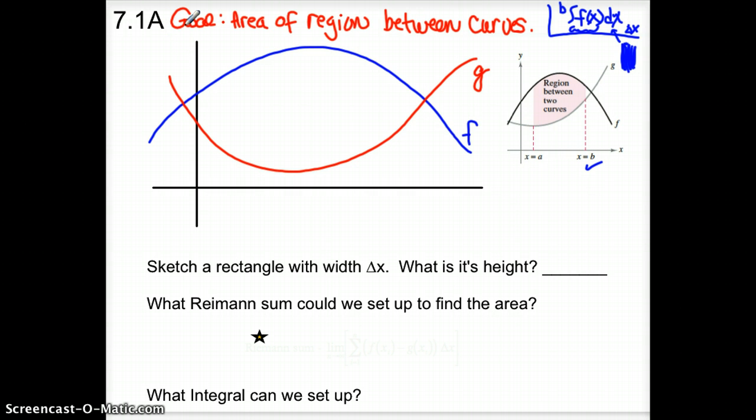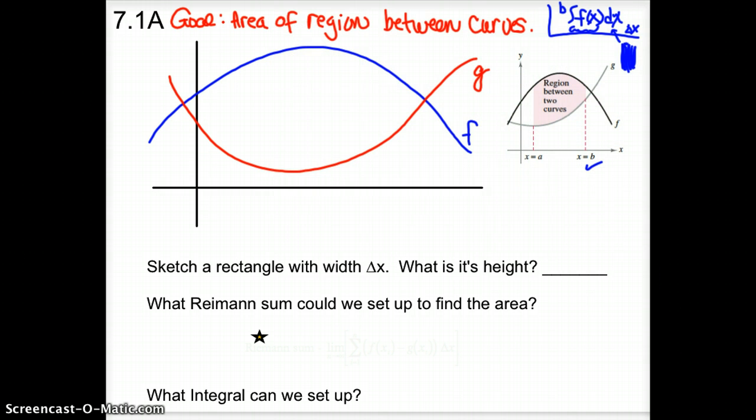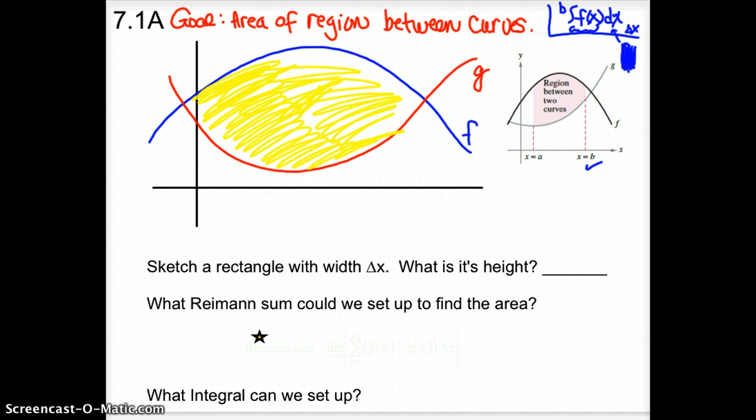So we're going to go shade that in there. I'll try to use some yellow, and see if I can shade this in so it's nice. So let's go shade this in. Our goal is going to be to find the area between these two functions. Perfect. We'll go like that.